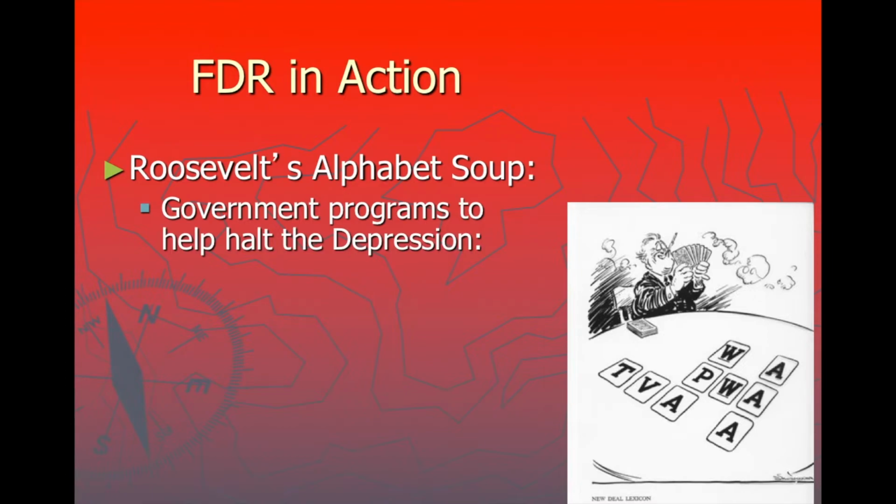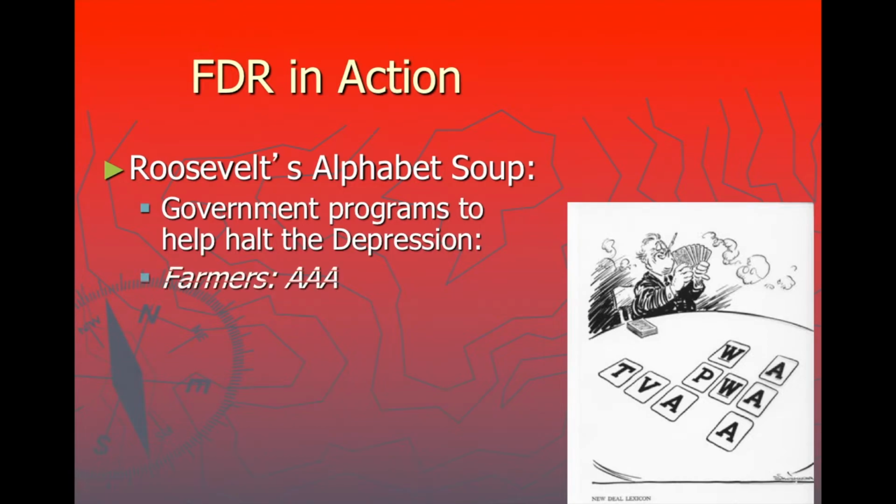FDR's most famous thing in his first New Deal is what we call alphabet soup. These are government programs to help halt the Depression. You're going to need to know what alphabet soup is, so make sure to write that down. Government programs to help halt the Depression. Now, he creates so many different government programs that you're not going to need to write these down.